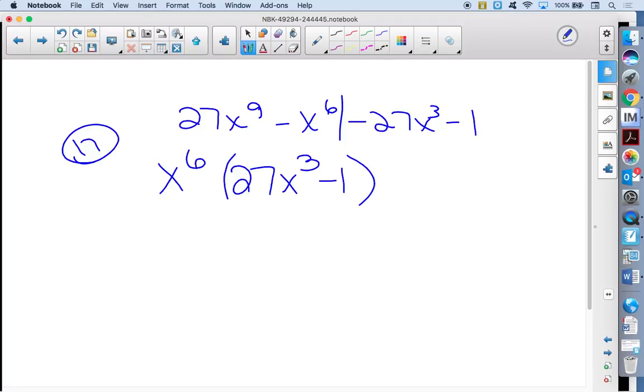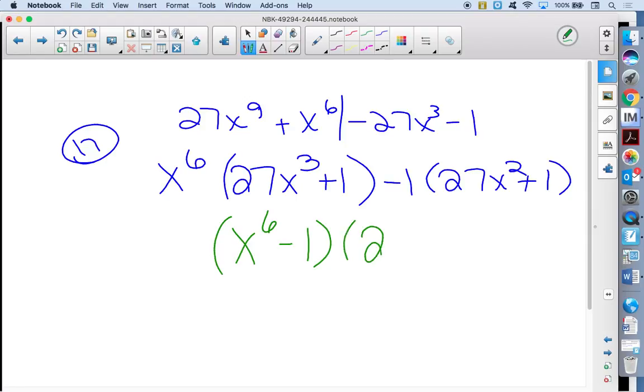The second 2 just have a negative in common, so 27x cubed. Am I missing something? Plus here. Okay. There we go. Yeah, because when you take out a negative 1. So grouping: x to the 6th minus 1, and then 27x cubed plus 1. We got a cube on too.